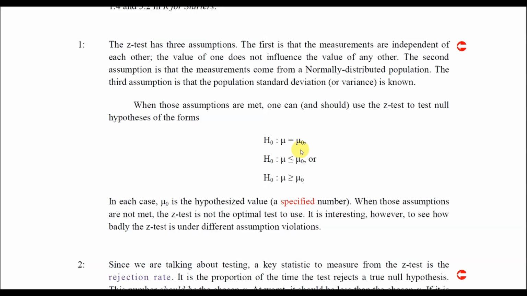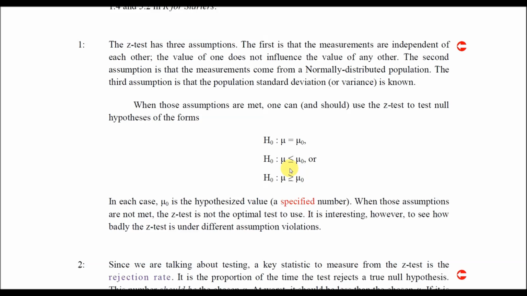Mu is equal to mu naught, and here mu is the population parameter that we're trying to learn about. Specifically, since it's mu, that's going to be the population mean. We're hypothesizing that the population mean is equal to a specified value. So mu naught is going to be how we symbolize that hypothesized value. This is called a two-tailed test or non-directional test. This is the one that we focus a lot on in class because it's harder to calculate.